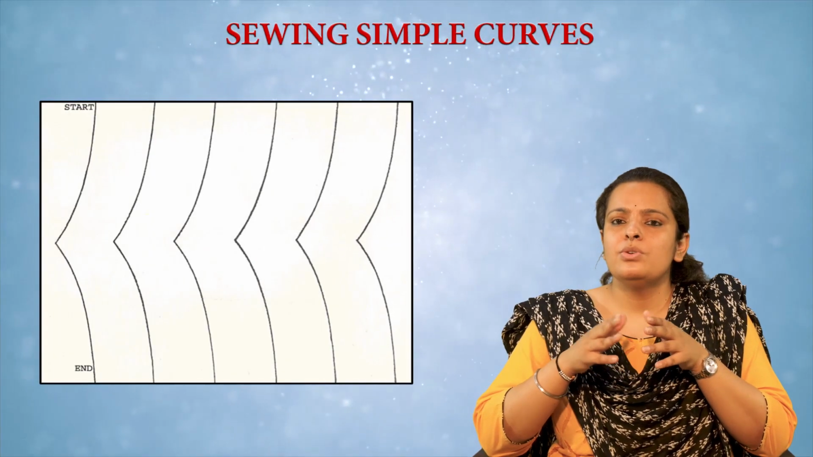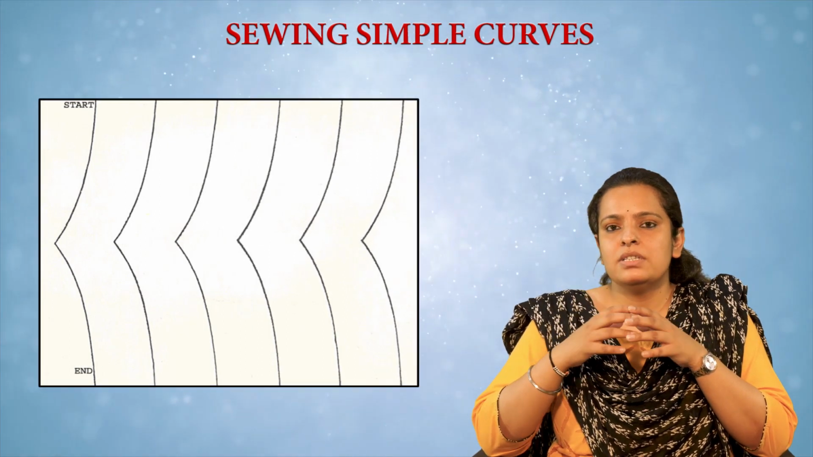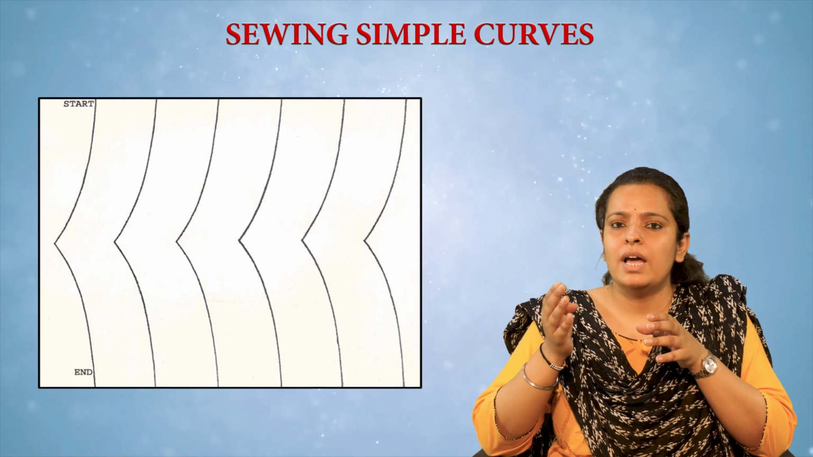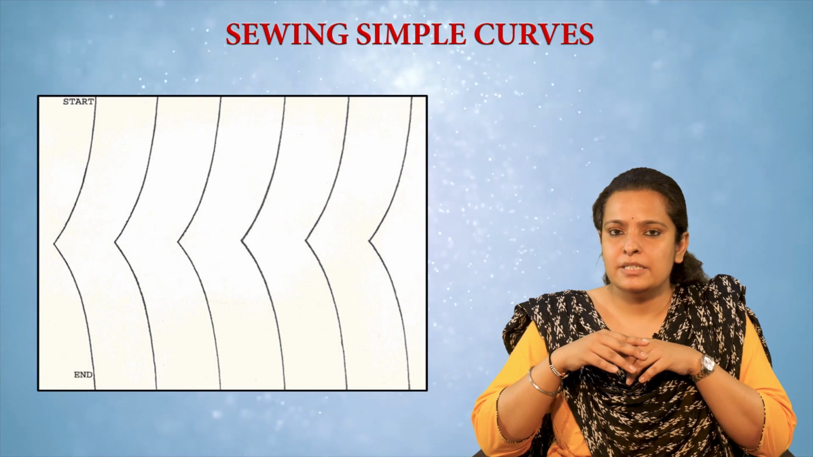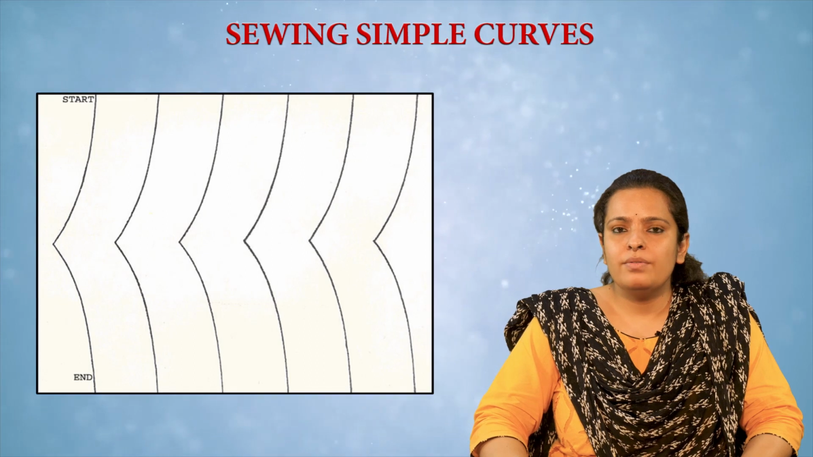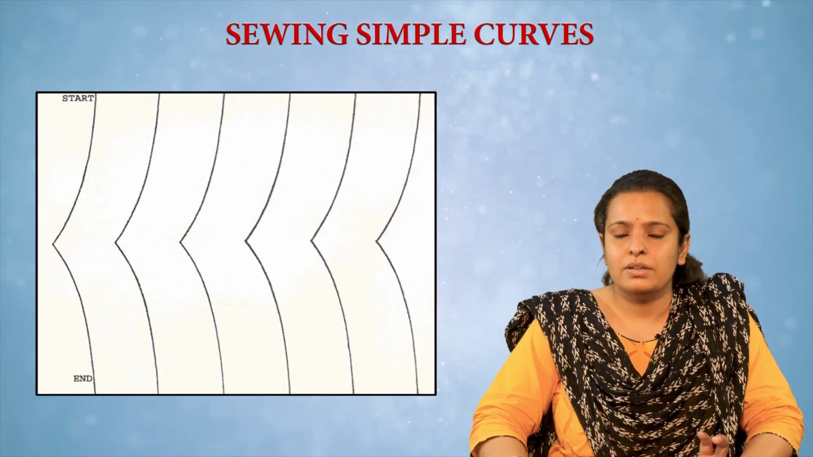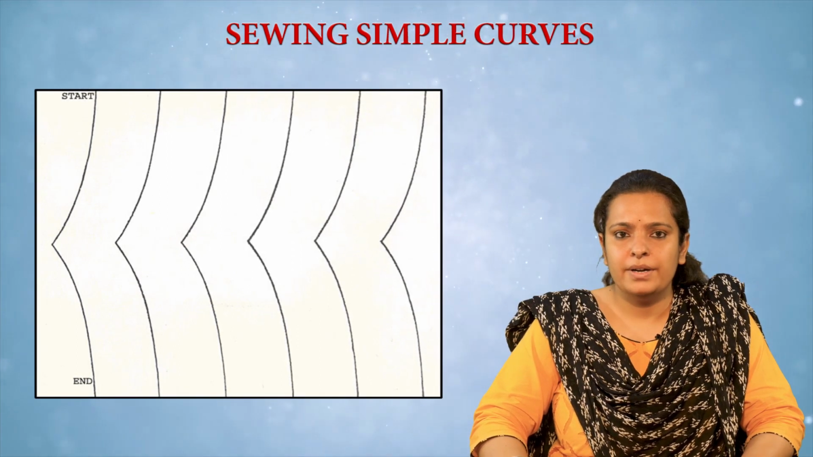So for practicing the simple curves on the garment, we take a piece of paper and draw curved lines on it, as you can see in the image. According to those lines, we practice with our machine. While using these lines for practicing, we get the accuracy of how we will stitch the curve part on the garment.